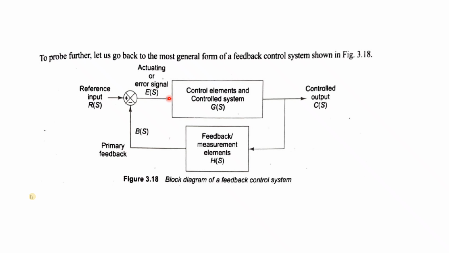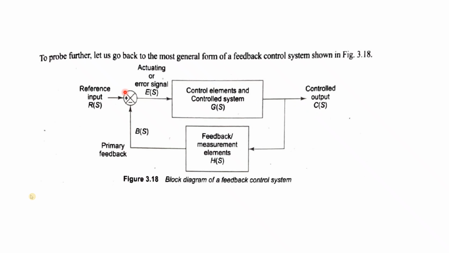That is the error signal, which is entering this particular block, the forward path transfer function, and it is G(s). So the input signal of G(s) is E(s) and the output signal is C(s). So what will be the value of G(s) in terms of transfer function? G(s) equals, sir, C(s) by R(s).